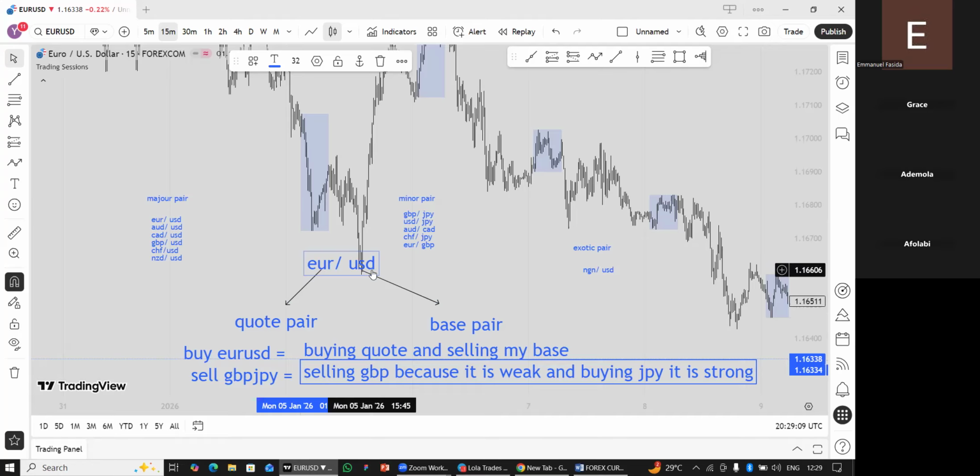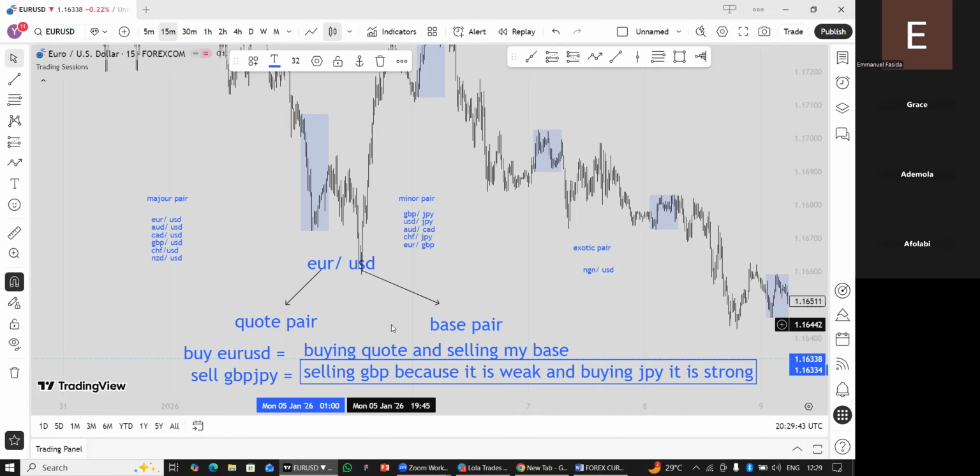Are you feeling me? Yes. Okay. You sell a currency when, you said, the base is strong and the quote is weak, right? Yes. And you buy a currency when the quote is strong and the base is weak. Thank you very much. All right, is everybody cleared? Yes, yes.